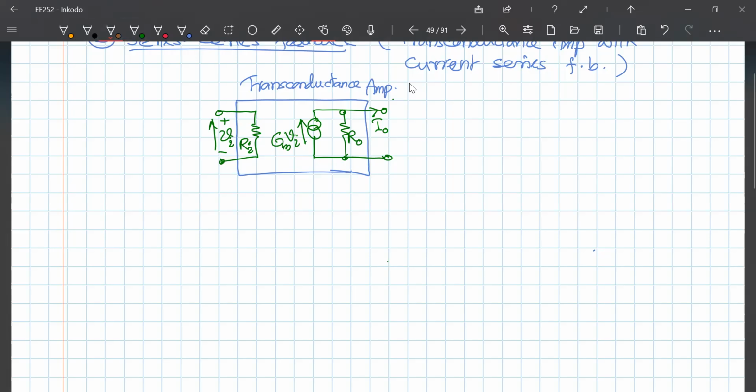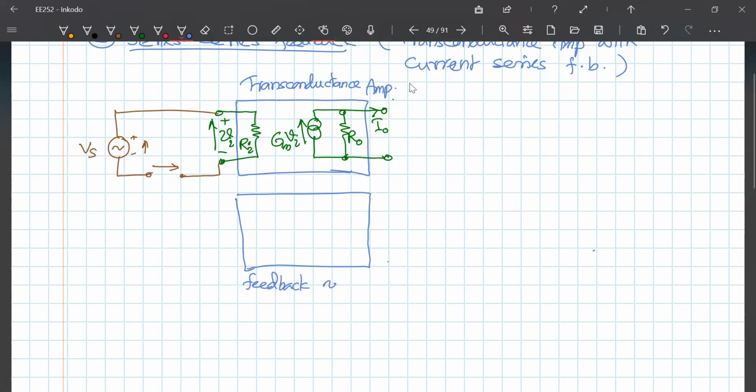The feedback has to be given again. Now the input is a voltage source, so my voltage source is in this direction. It has to be subtracted, so the direction of this should be like that. This is the feedback network, and I have my load. What is the load? A resistor, RL. This time the output is a current, I out. The load current is going like that.